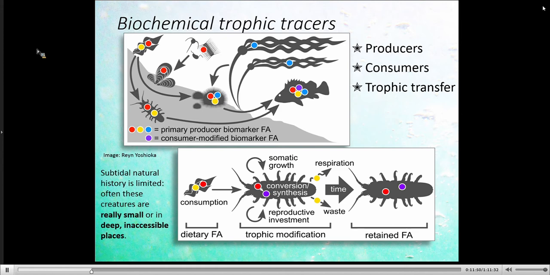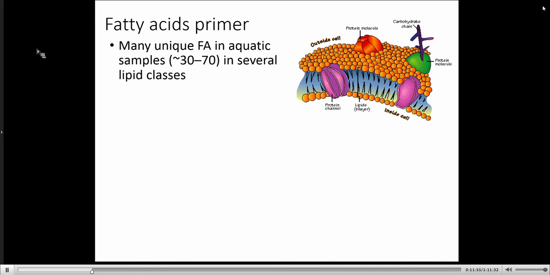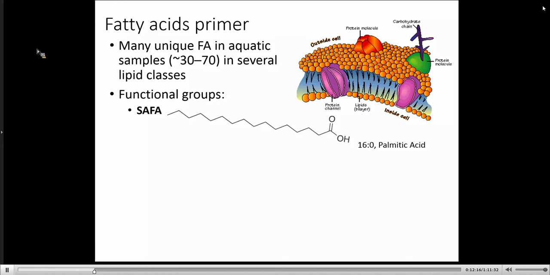Okay, so I'm going to do a little overview on fatty acids. There are many different unique fatty acids and types of fatty acids in different lipid classes in any given organism. I'm going to gloss over the different lipid classes, but point out that there are fatty acids that you have in all of your cells, of course, and there are storage fatty acids as well. But really what I'm going to talk about is the extractions that we do. We take the total fatty acids out of a given sample, and we often need to break them into categories. So it's worth talking about functional groups. Even if you're not interested in fatty acids, you've heard of these functional groups.